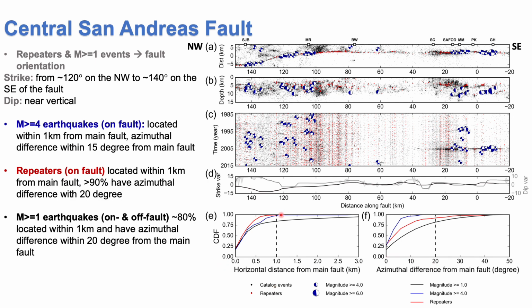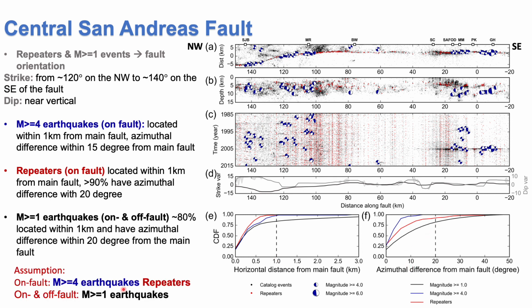We find that almost 100% of magnitude 4 earthquakes and repeating earthquakes are located within 1 kilometer from the main fault, and over 90% of them have azimuthal difference within 20 degrees from the main fault. But for magnitude larger than 1 earthquakes, about 80% of them are located within 1 kilometer and have azimuthal difference within 20 degrees from the main fault. Based on this observation, we made the assumption that most magnitude larger than 4 earthquakes and repeating earthquakes occurred on the main fault, while magnitude larger than 1 earthquakes occur both on the fault and off the fault.